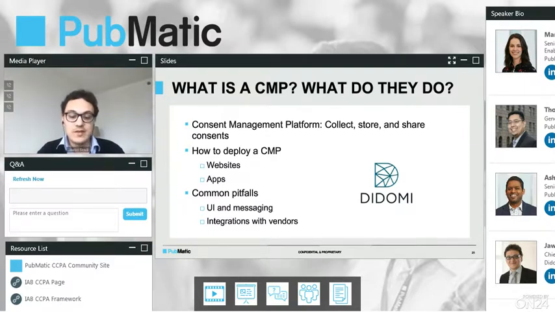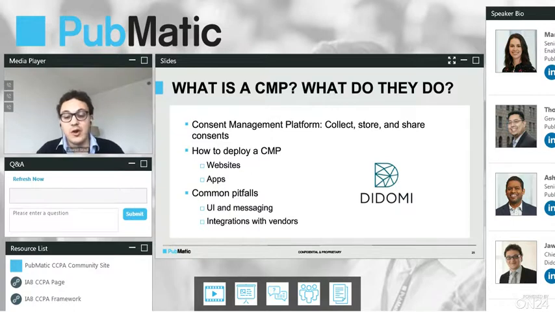The last two items that I think are very interesting to keep in mind as a publisher when you are going to adopt a CMP are the common pitfalls and the common issues you will encounter when getting in compliance with CCPA. The first one is around UI and messaging. CMPs like Didomi have standard user interfaces that will make you compliant, but it's important for you as publishers to also own those interactions with users.